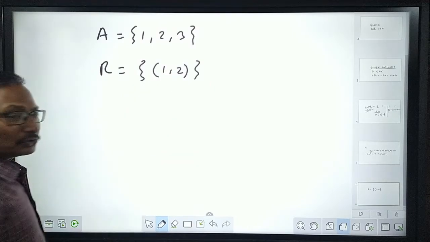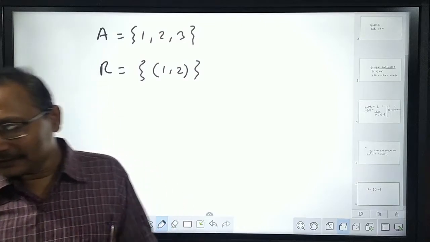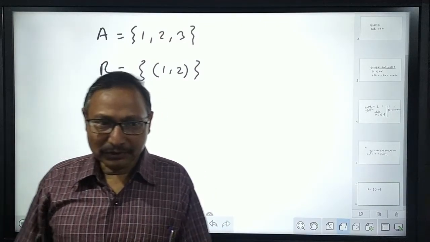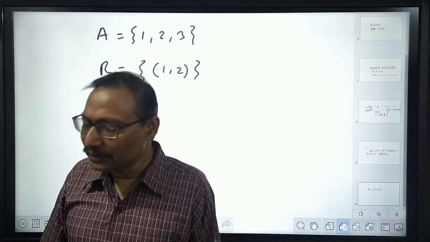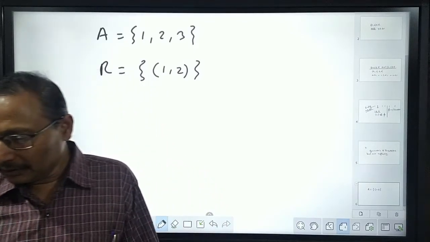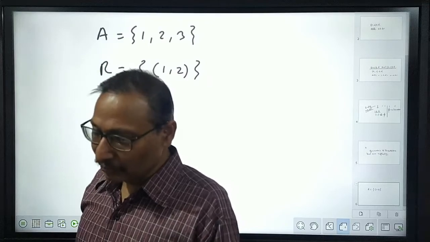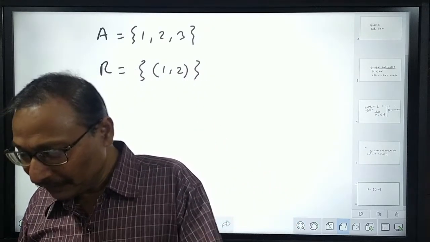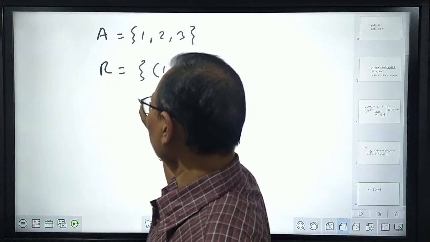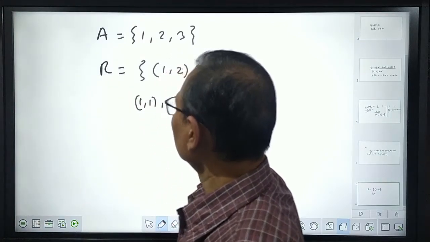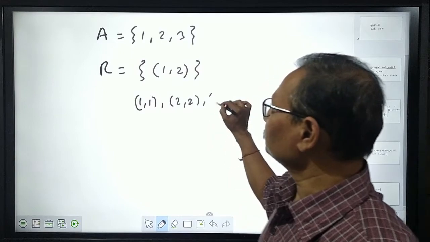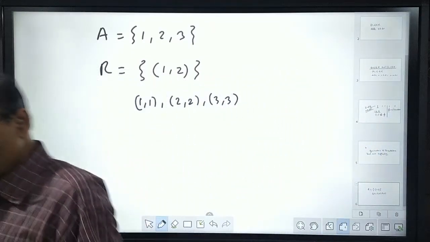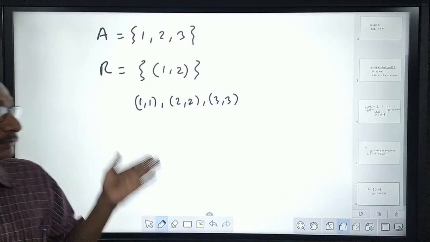My question is very straightforward. Is this relation reflexive? No, not at all. This relation is not reflexive. If this relation would have been reflexive, then 1 comma 1, 2 comma 2, 3 comma 3 must be the members of the given relation.